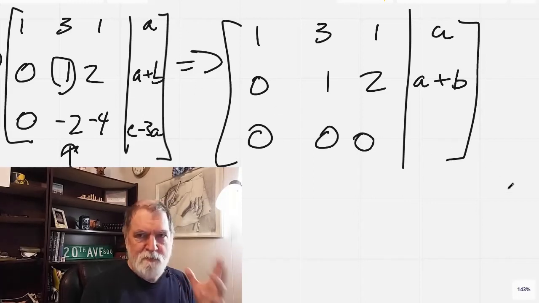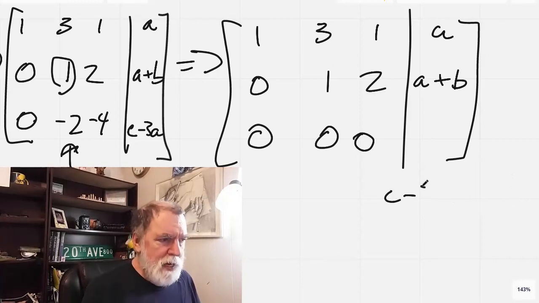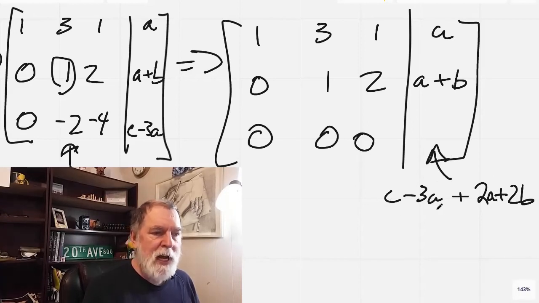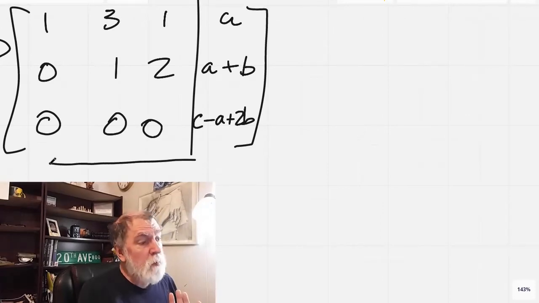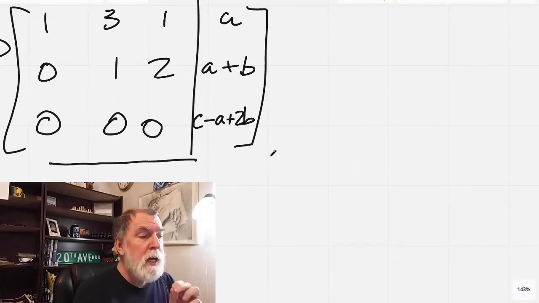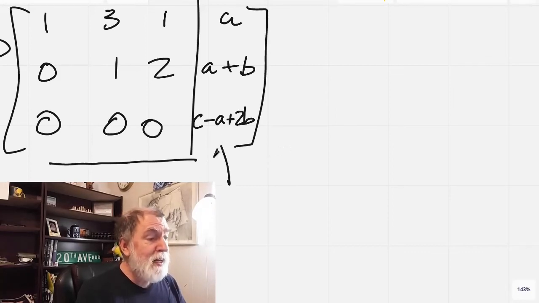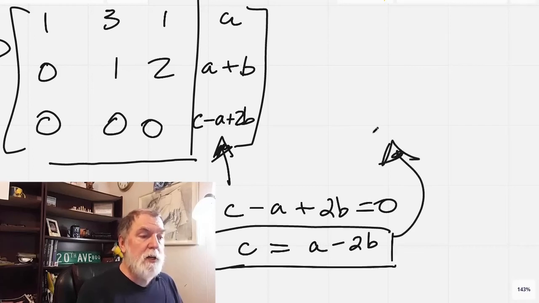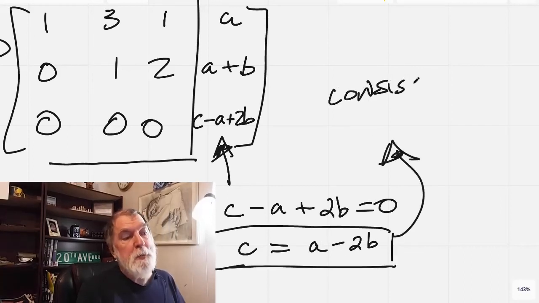So let's figure that out. We've got c minus 3a plus 2a plus 2b. That's what needs to go in here. Let's simplify that: c minus a plus 2b. We can stop here because we have a row of zeros. For this system to be consistent, this must be 0. So we could say c must equal a minus 2b. That is our condition for this system to be consistent.